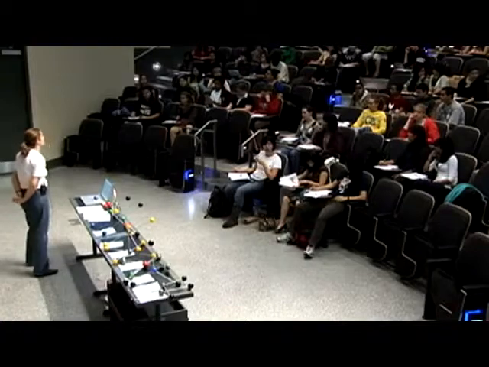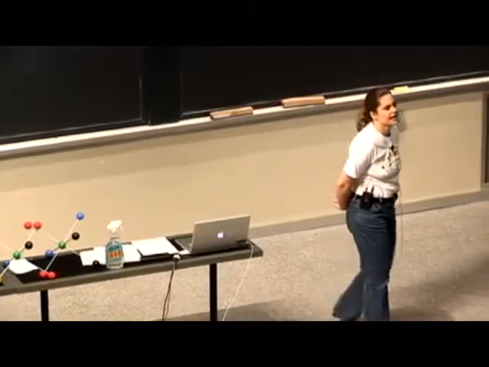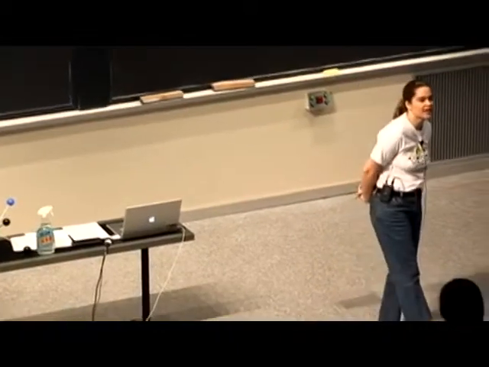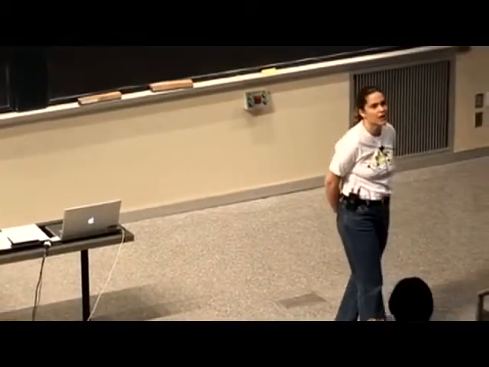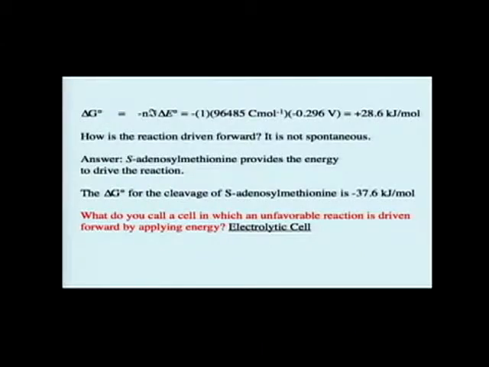Two types of cells we mentioned. One that has a favorable, a spontaneous reaction. A cell that has a spontaneous reaction is called what? Galvanic. And the other kind is called? Yeah. So electrolytic cell.